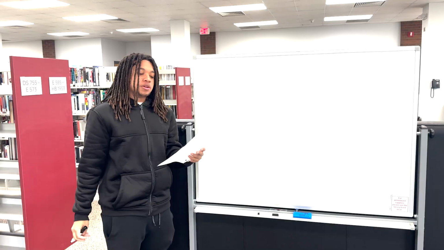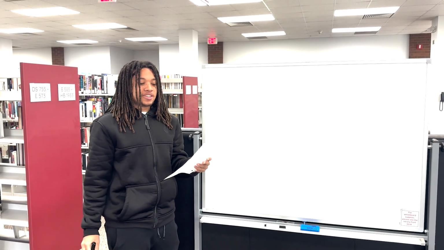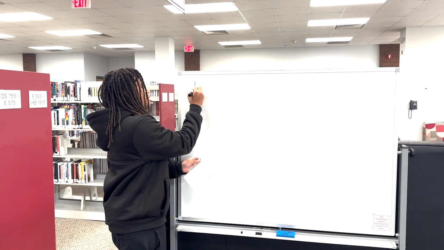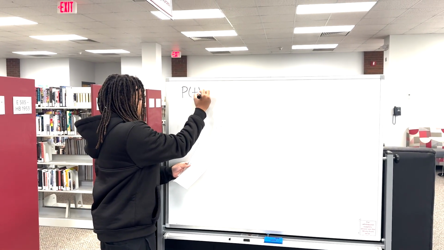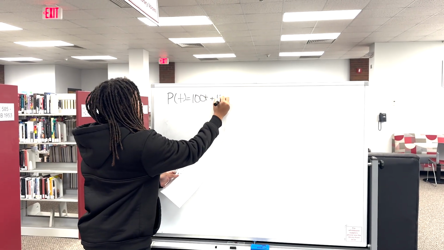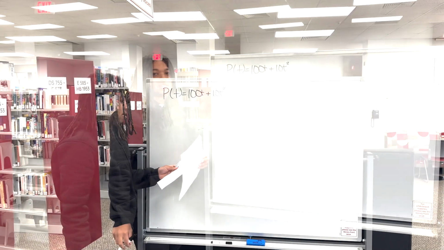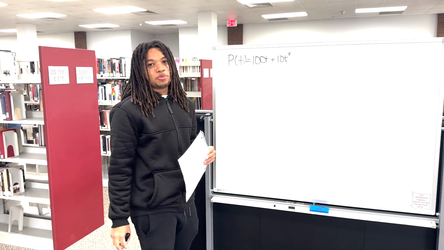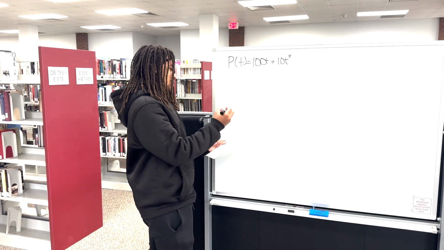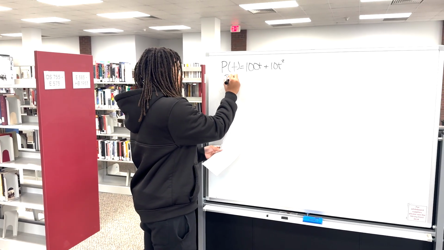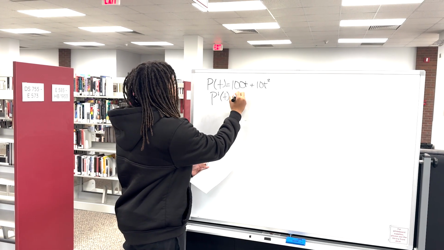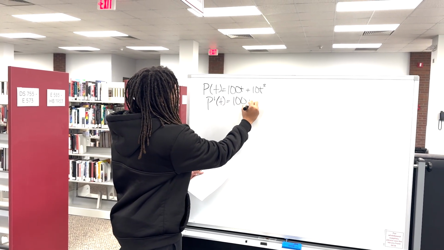As time went on, improvements were made to the printing press, and it can be shown by the equation P of T equals 100T plus 10T to the power of 2. Since the equation is not linear anymore, it is quadratic, and as a result, we have to use calculus to figure it out. So we would take the derivative. P prime of T would equal 100 plus 20T.